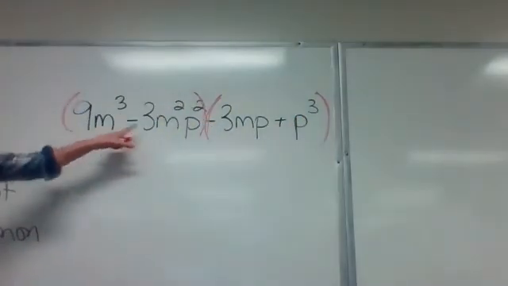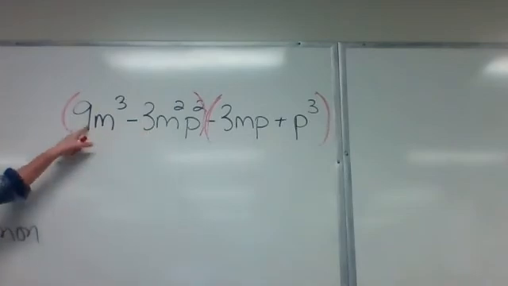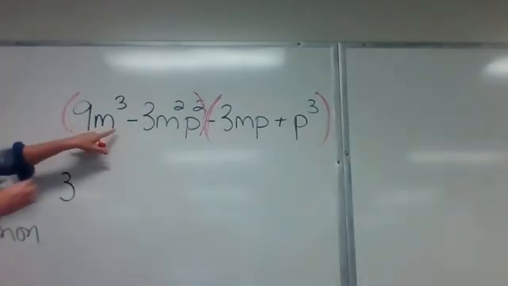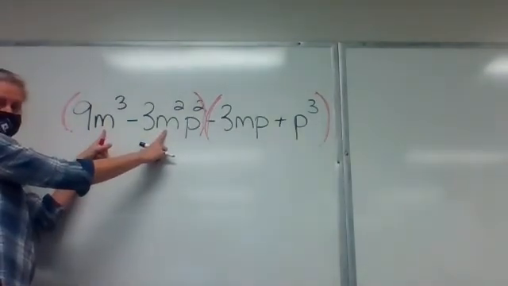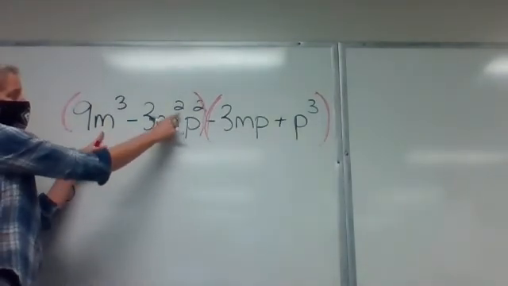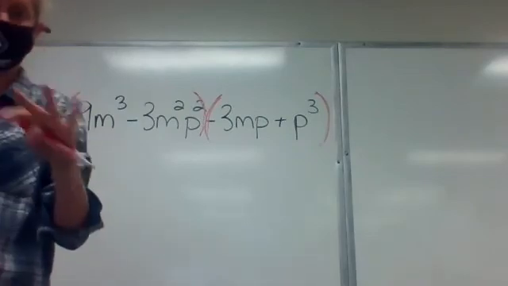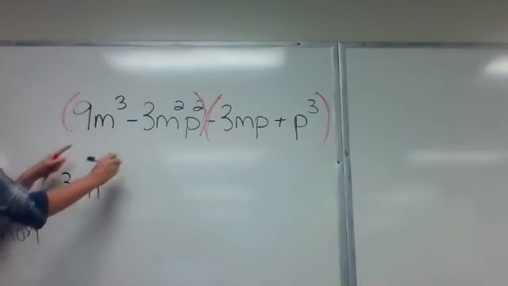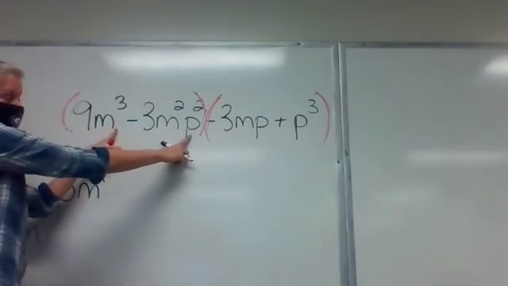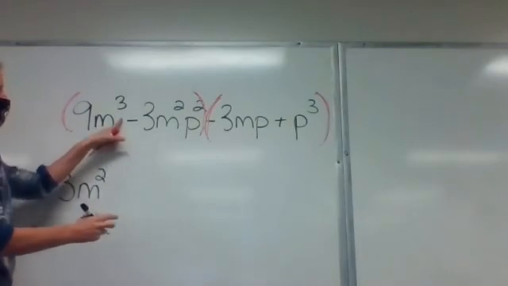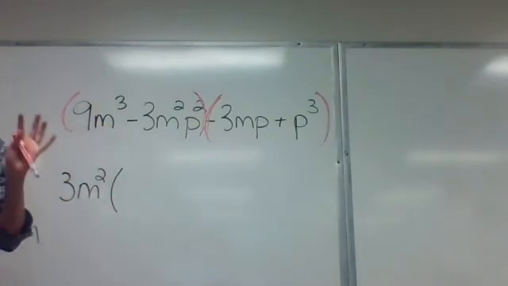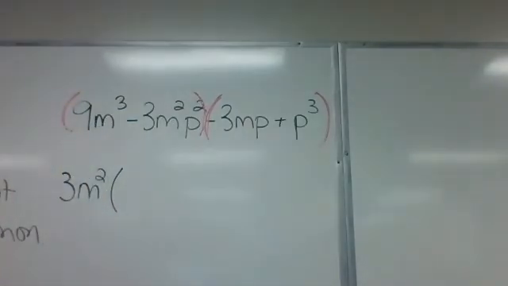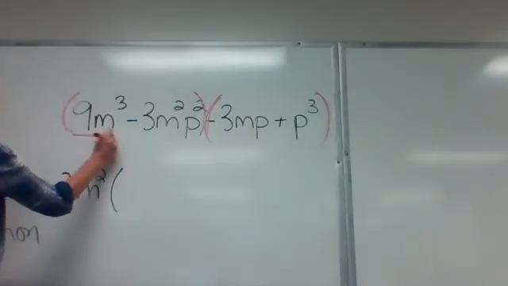The first group, let's see, I've got 9 and 3. So what goes into both of those? What goes into 9 and 3? 3 does. Do they both have m's? They do. So this one has m to the third. This one has m squared, which means you can pull out the smallest exponent. So I'm going to pull out m squared. Do they both have p's? No, this one has a p squared, but this one doesn't have any p, so you can't pull out any p, right? In order to pull it out, you have to have it in common with both terms. So let's see, 3m squared is what I'm going to divide by.